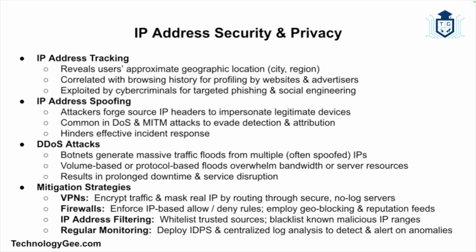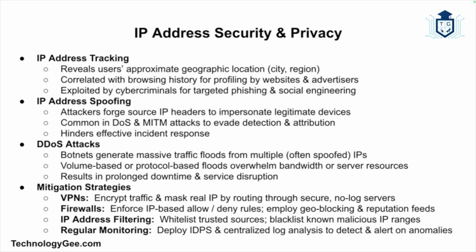Then we have what's called IP address spoofing. So attackers, they can forge IP addresses to hide their identity or impersonate other devices. IP spoofing is commonly used in attacks such as denial of service and man-in-the-middle attacks. Then you have what is called a DDoS attack, and this stands for a distributed denial of service. And this is an attack that involves overwhelming a target device or network with a flood of traffic from multiple sources, and attackers use IP addresses to direct the traffic to the target.